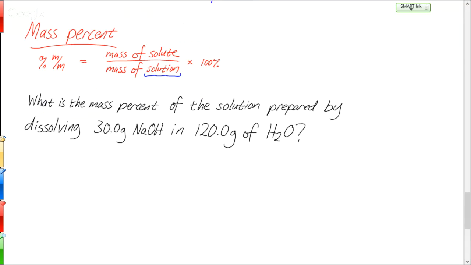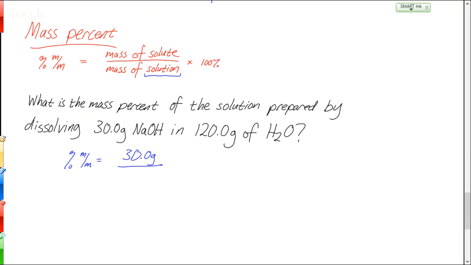So we look at that formula. The formula says mass of solute divided by the mass of solution. Look back at the problem. What's the solute here? NaOH, yeah, the sodium hydroxide is the solute. So our mass percent is going to be the mass of the sodium hydroxide, so 30 grams sodium hydroxide.